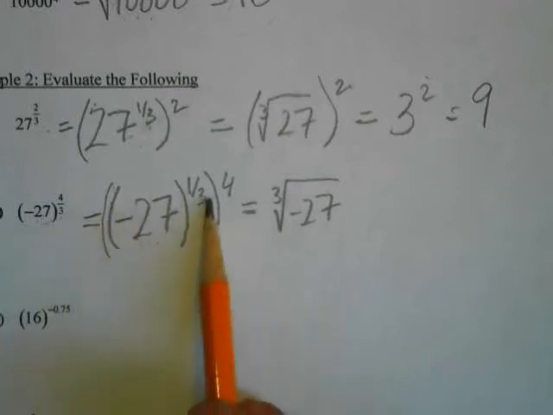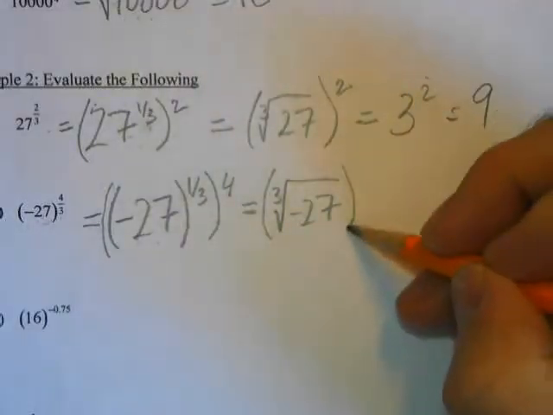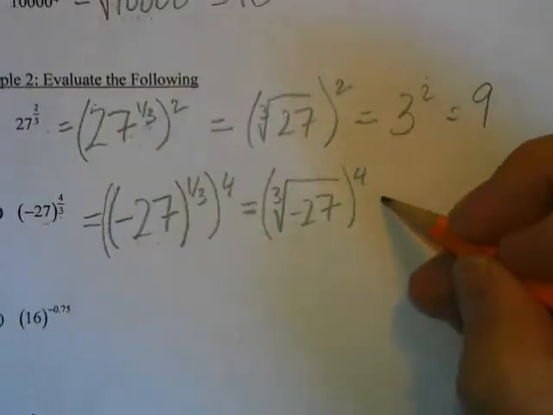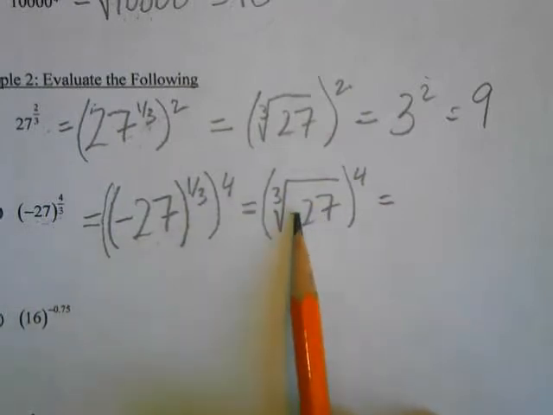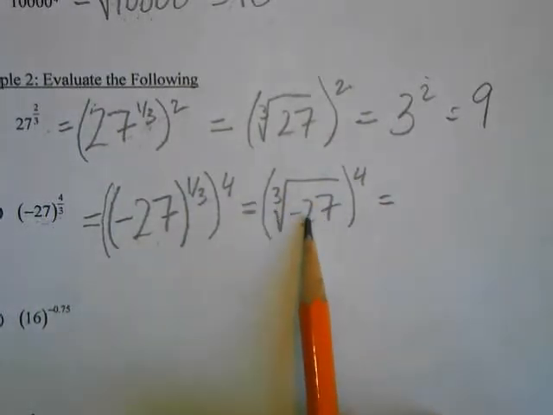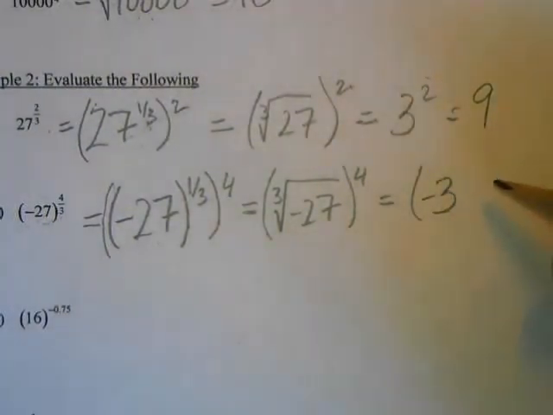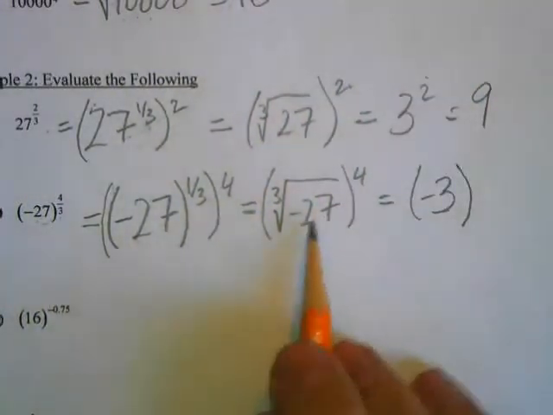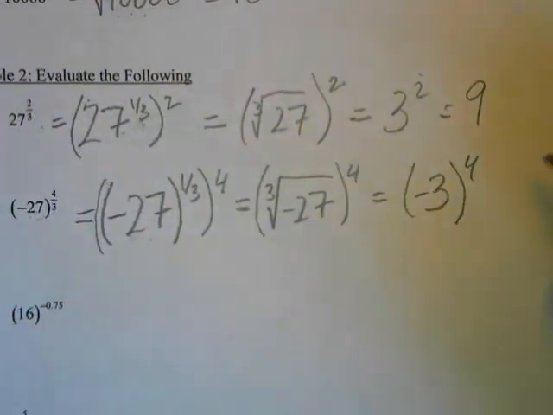So that's everything inside these outer brackets, and then whatever that is, I'm going to put that to the power 4. So if I think about what number do I multiply by itself 3 times to get negative 27, I know that's going to be negative 3. Negative 3 times negative 3 is positive 9, times another negative 3 is negative 27. So that's what I get inside the bracket, and then I'm going to put that to the power 4.